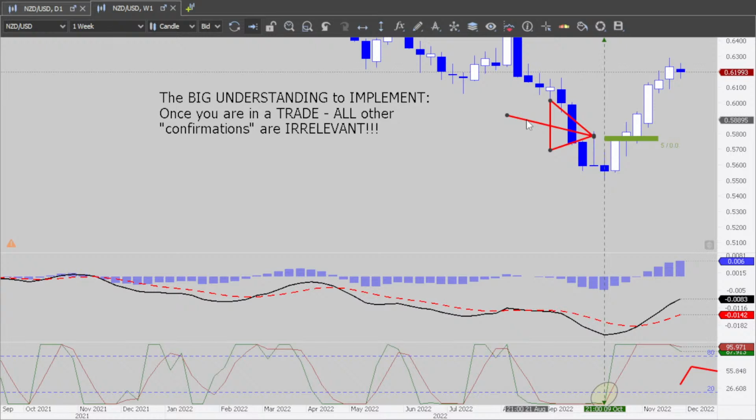Once you are in a trade, it's irrelevant. You know, I want to see more confirmation. Okay?